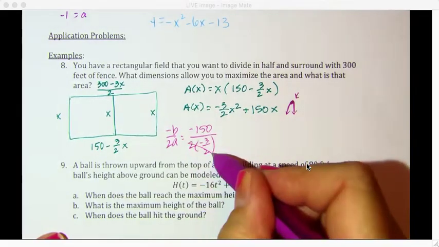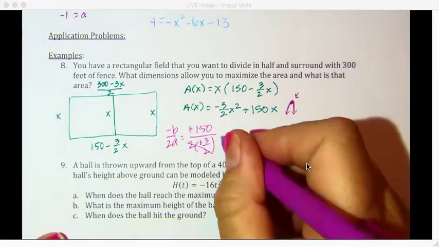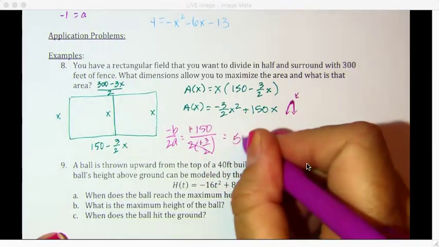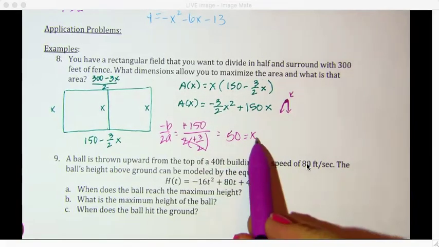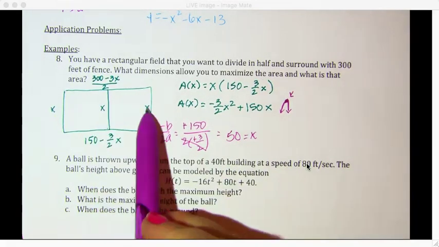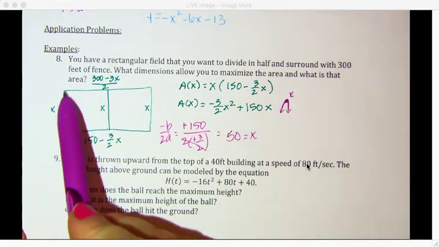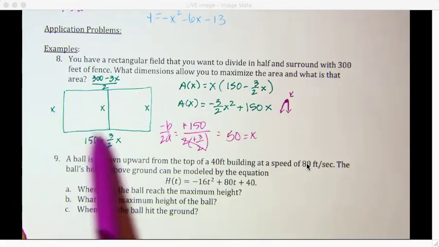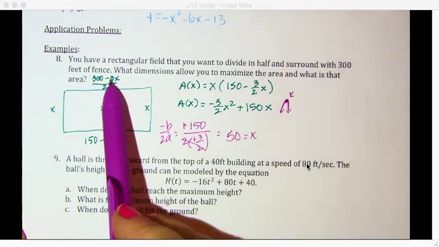Here my 2's will cancel. A negative divided by a negative is a positive, and 150 divided by 3 is 50. So that's my x value. What that means is that that's the x value that would give us the maximum area. So I can use that to find my dimensions. That means this is 50 by, and then if I plug that into either one of these, I'm going to go ahead and plug it into this one.